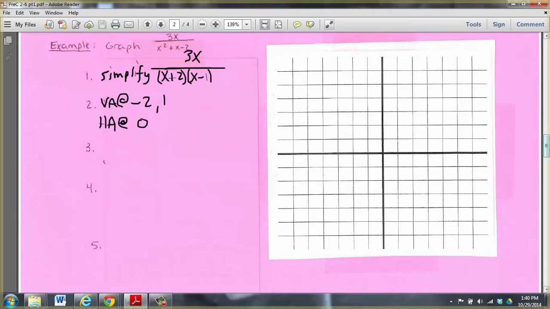So what I would do is, that's a little bit big there, let's see. I would draw those in. Have a horizontal at 0. I have vertical at -2 and +1. Of course, I already should have numbered these axes.